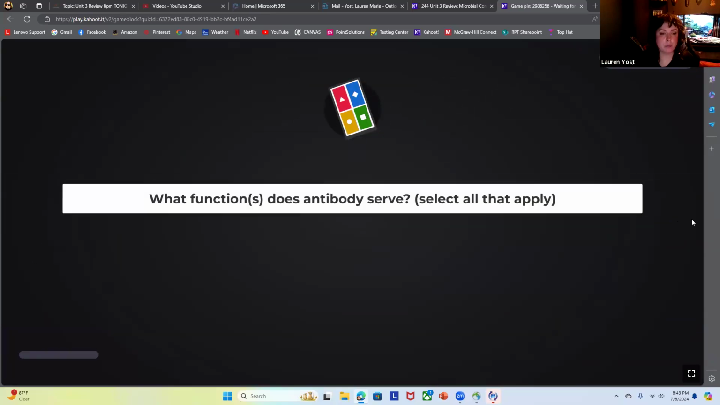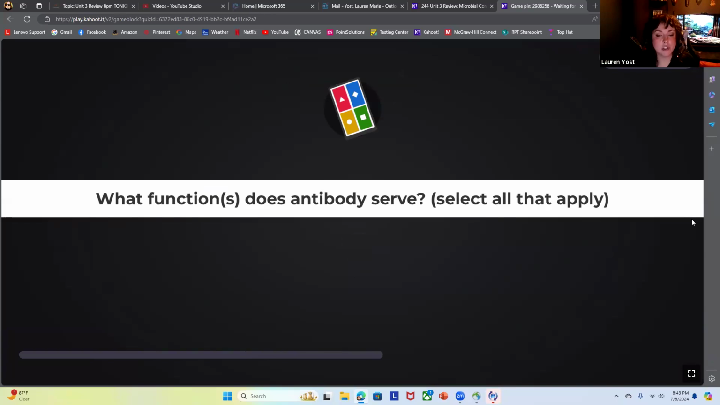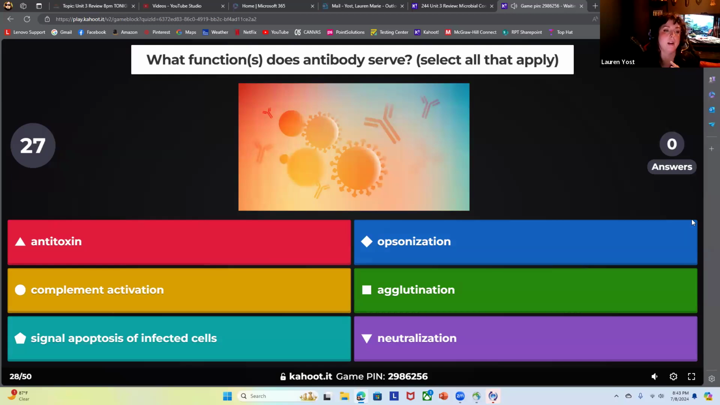All right. This could be another one with more than one answer. What function or functions does antibody serve? Select all that apply. So be careful and read them all.